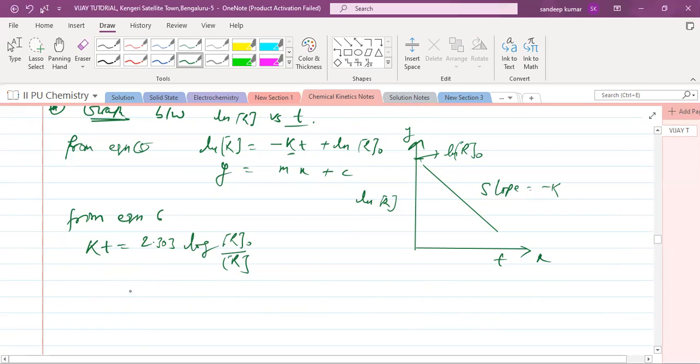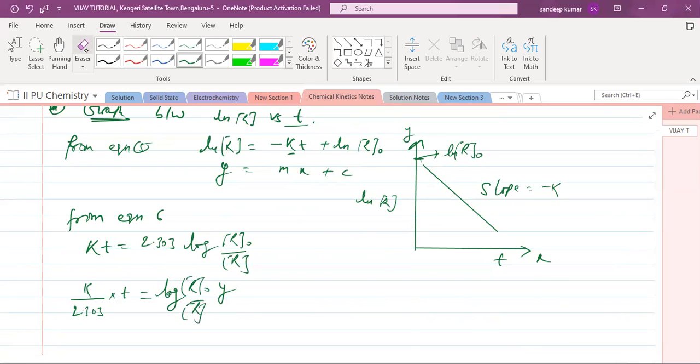Or what we can write, y is equal to mx, right? So you can write here k upon 2.303. When you move 2.303 to the left hand side, into t is equal to log of R naught by R. Nothing we have done, we have just moved the 2.303 to the left hand side. So kt by 2.303 is equal to log of R naught by R.